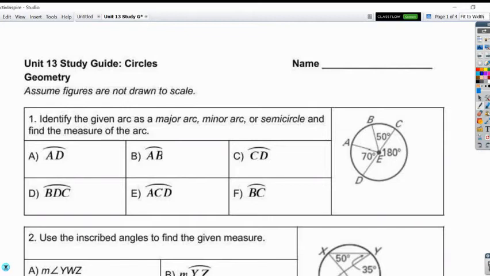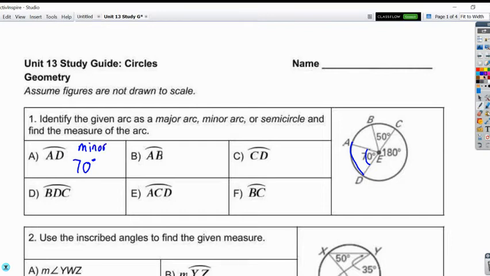Let's begin. The first section wants us to identify major, minor, or semicircles from those arcs and find the measure of the arc. So, looking at arc AD, right? Begin at A, end at D. The arc matches the central angle. So, this is 70 degrees, and anything less than 180 degrees is classified as a minor arc.